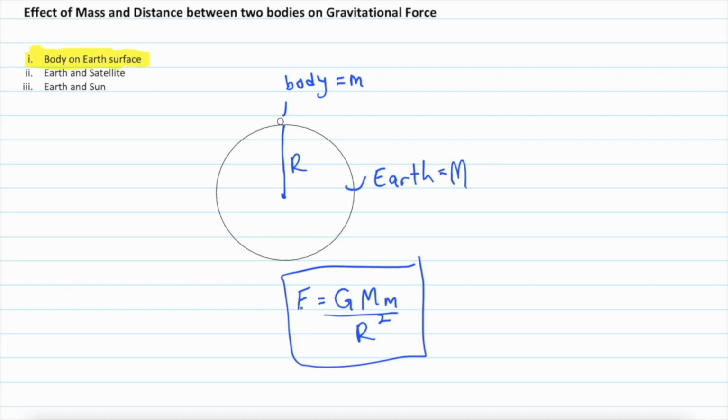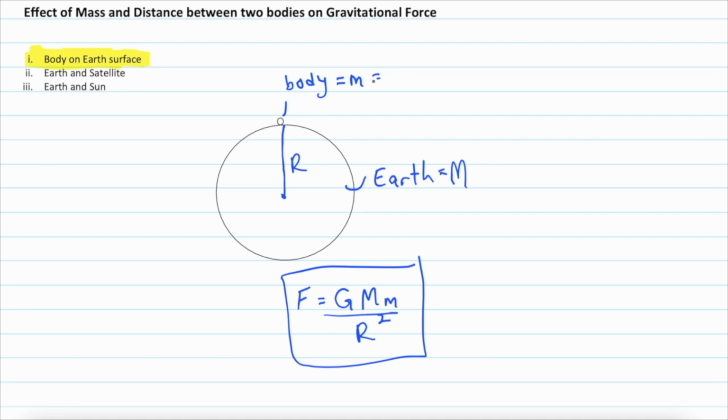So again, gravitational force equals big G, the gravitational constant, big M, which represents the mass of the Earth, small m, which represents the mass of the body, over the radius of the Earth squared. Now let's add some values and do a very simple example related to the formula given right here.